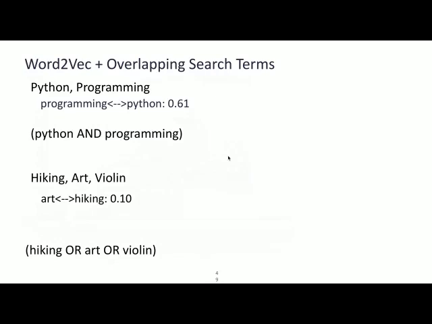So in this example, we might say something like, effectively, we're generating Python and programming for a query, or hiking, or art. I think originally I had violin in here too. So this is building on the techniques used before. We're still using the aboutness concept to get the actual terms that we would substitute in for Python and programming. But this gives us a way to handle two different use cases here.